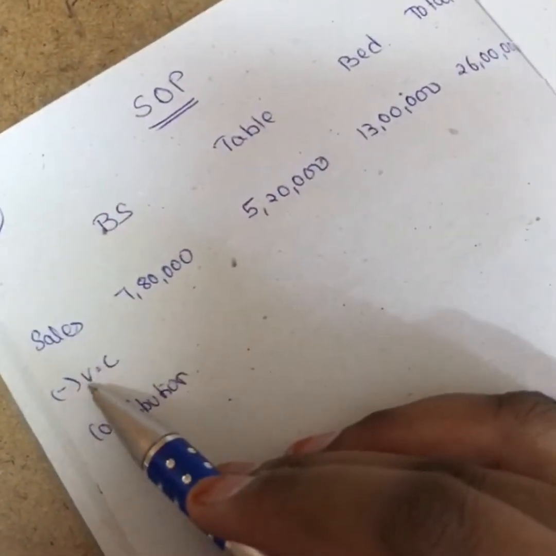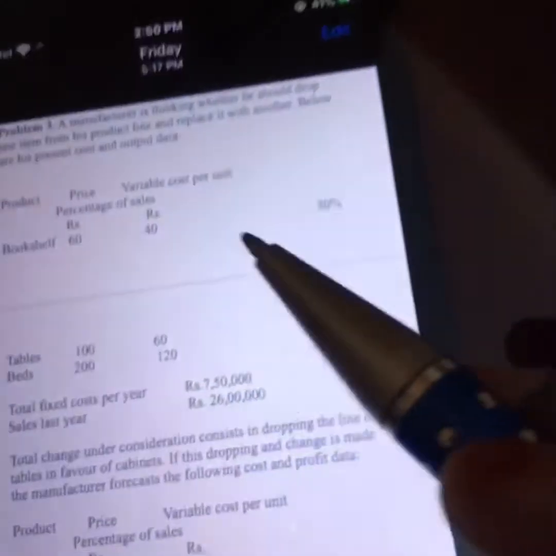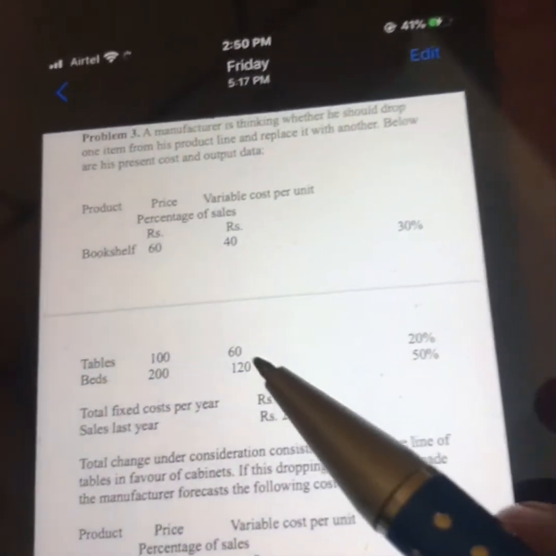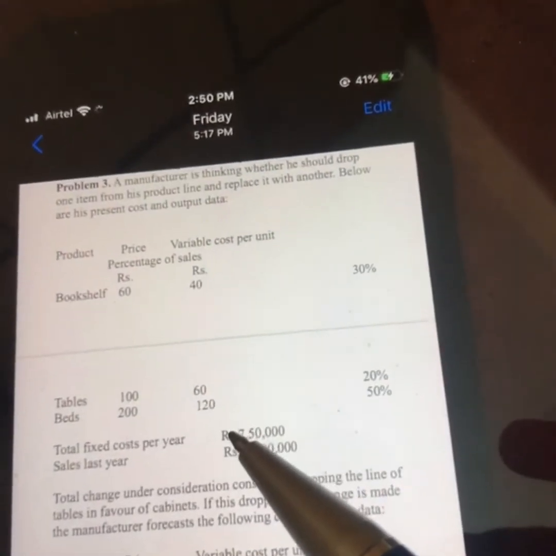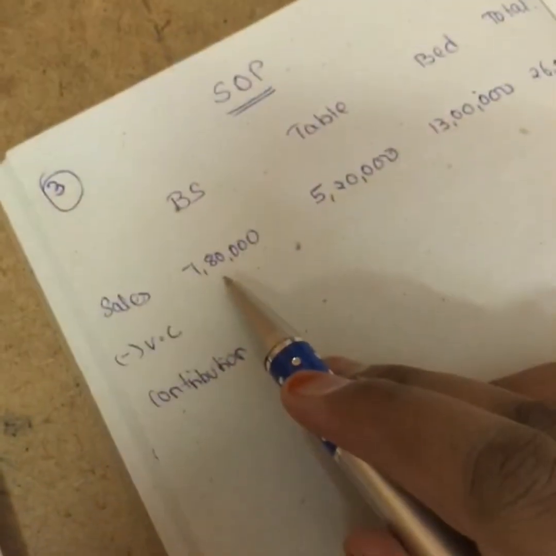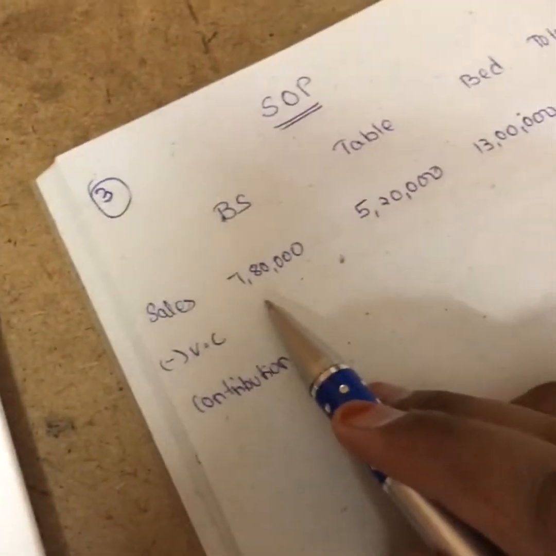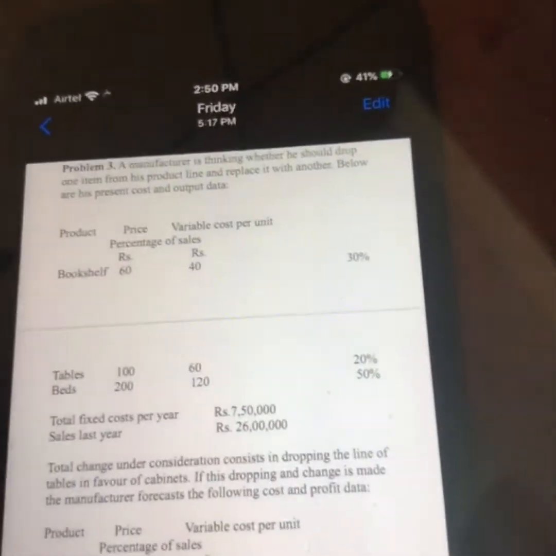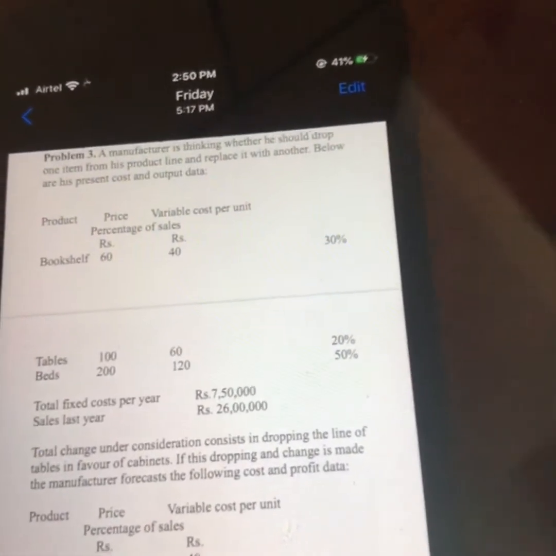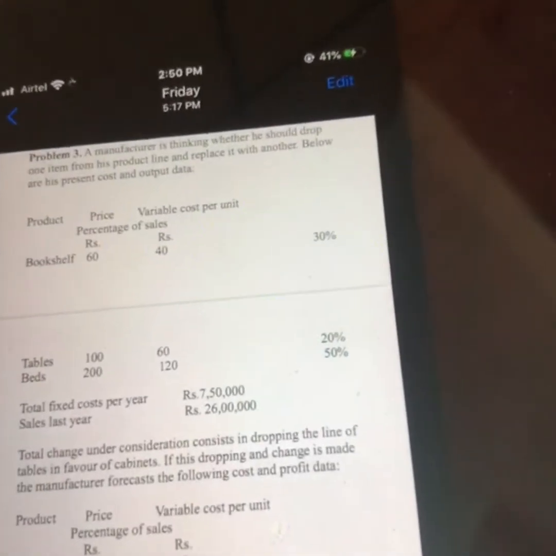Now we will calculate the variable cost. Variable cost they have given per unit: 40 rupees, 60 rupees and 120 rupees. But here we have written in value. So how do we calculate the variable cost value, girls? They have given you per unit here, but we should calculate the value. Before going into this problem, I will teach you one concept, girls. Based on that concept, we are going to do the variable cost per unit.